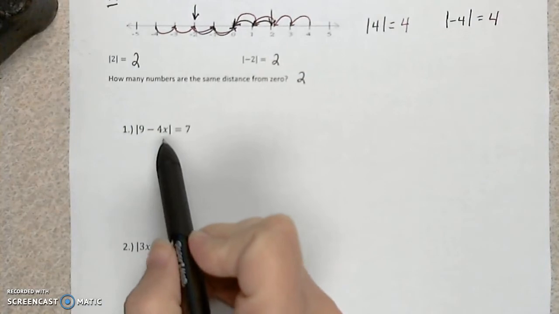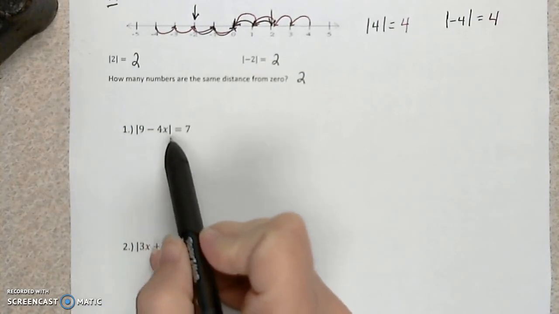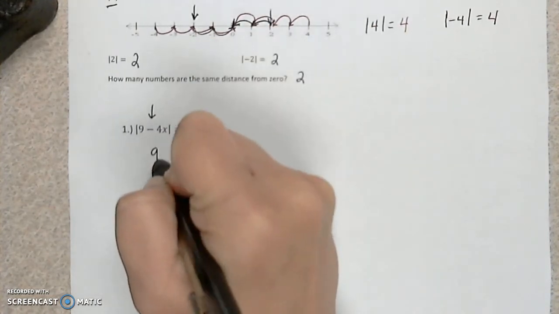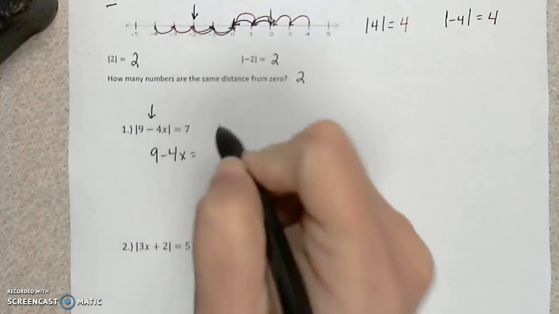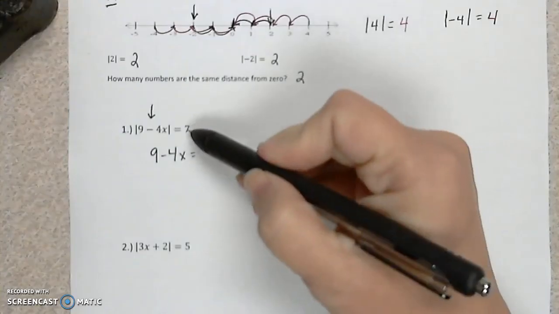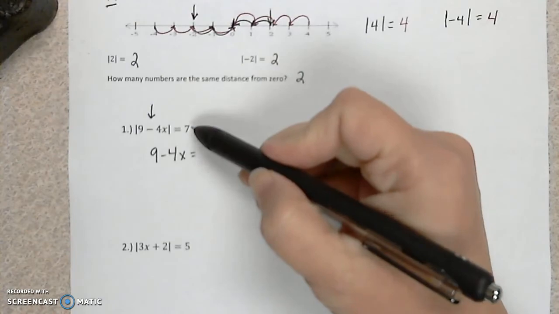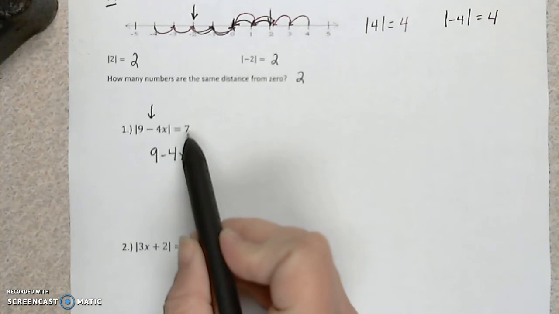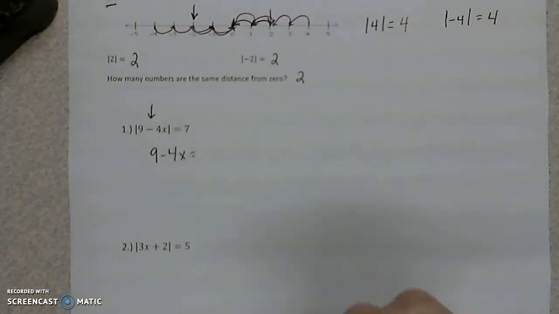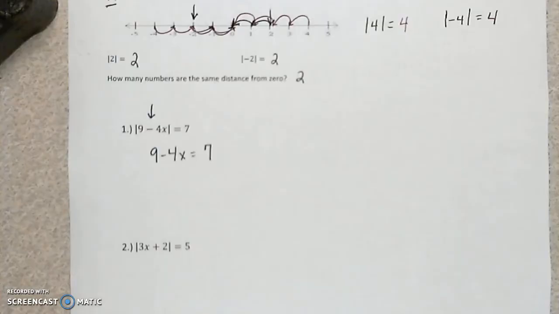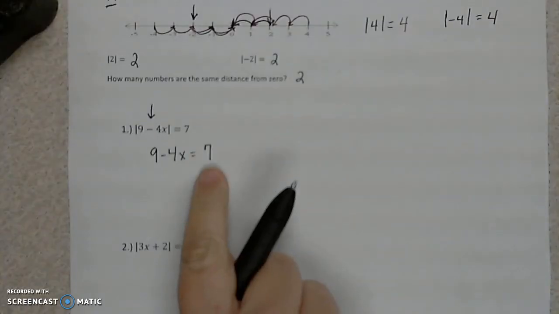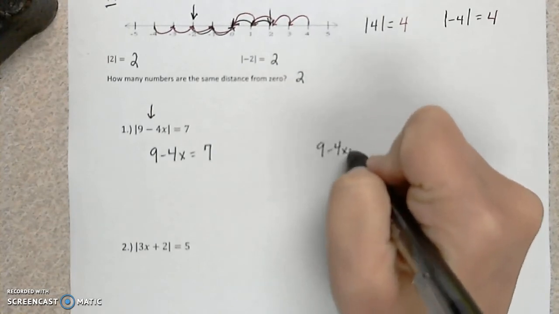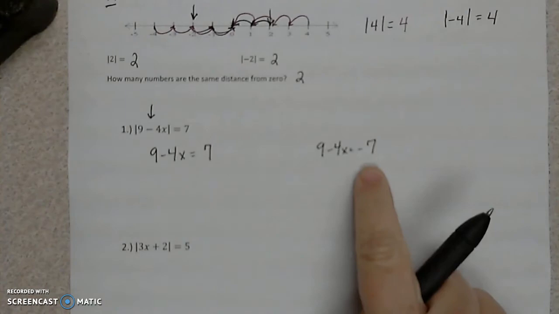If you look at the first example here, the absolute value of 9 minus 4x equals 7. What that is saying is that this expression, 9 minus 4x, whatever it equals, is a distance of 7 from 0. Well, what numbers are a distance of 7 from 0? We know there are 2 of them. 7 is a distance of 7 from 0, and also negative 7 is a distance of 7 from 0.